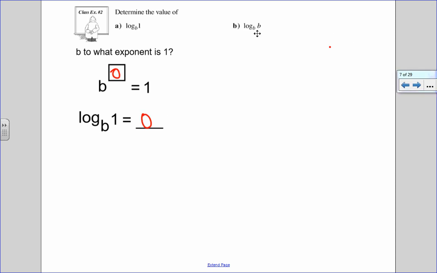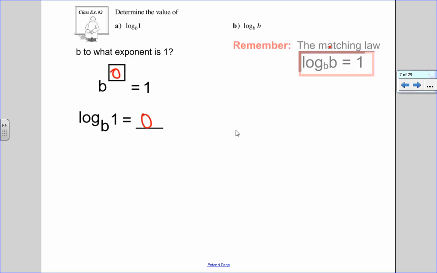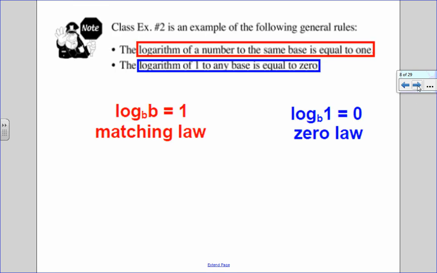If I have log base b of b, remember that's that matching law we just went through, and the matching law says if the base and the argument are the same, the log has a value of 1. Okay, so again, there they are, matching law, 0 law. Make sure you have those written down in your notes.